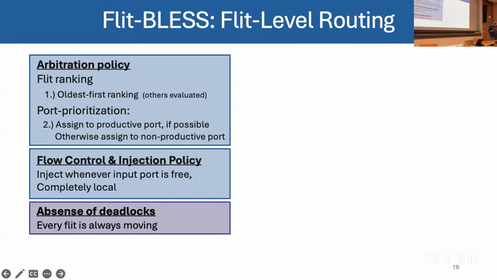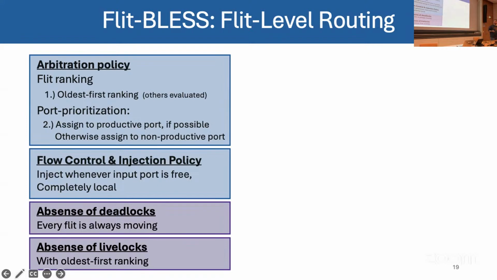Additionally, there are no deadlocks in our network, because every FLIT is always moving. And when we use the oldest first ranking, there are also no live locks, because eventually every FLIT will become the oldest FLIT in the system, and then it will be directly routed on the shortest path to its destination.